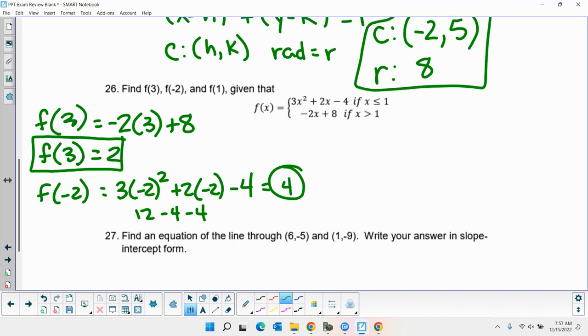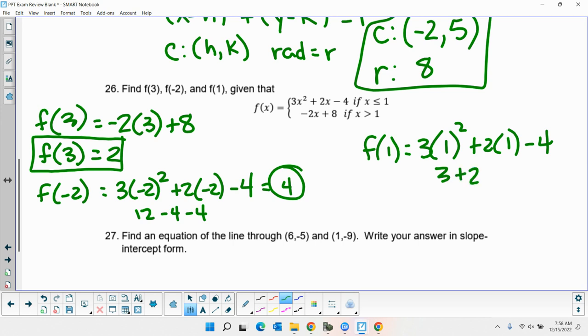And then it's f of 1. So is 1 less or equal to 1 or greater than 1? Less than or equal, right? So it's in the top one. So the one I just did again. Put 1 squared plus 2 times 1 minus 4. 1 squared is 1 times 3 is 3. 2 times 1 is 2. 3 plus 2 is 5 minus 4 is 1. So 2, 4, and 1 are the 3 answers.